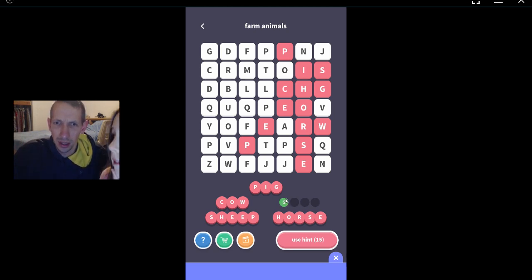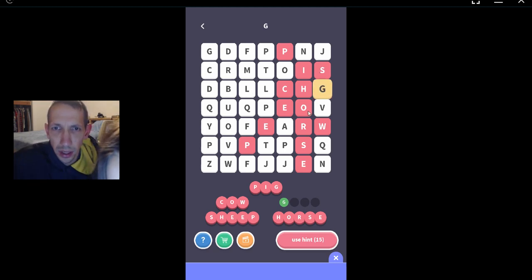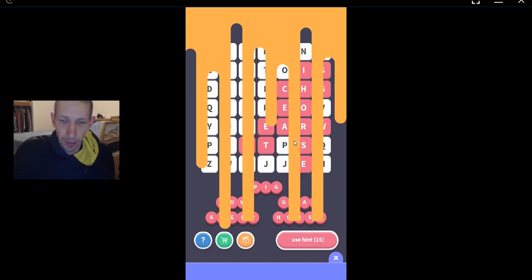With a G? What kind of a farm animal starts with a G? A goat. Goat. Okay, so there's a G, no O. There's a G, O, A. There we go. There we go, folks. Got it.